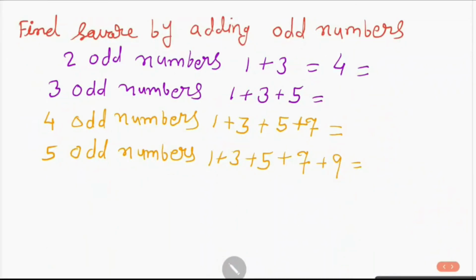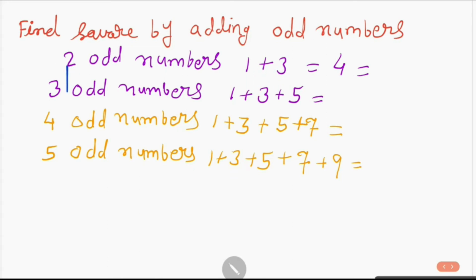Welcome back, students. Now we learn by adding odd numbers how to find the squares, perfect squares. So we all know what odd numbers are: 1, 3, 5, 7, 9, 11. These are all odd numbers. When we add the first two odd numbers, 1 and 3, they are consecutive, which means we cannot add 1 plus 5. We have to add successive odd numbers, 1 and 3. These are the consecutive odd numbers.